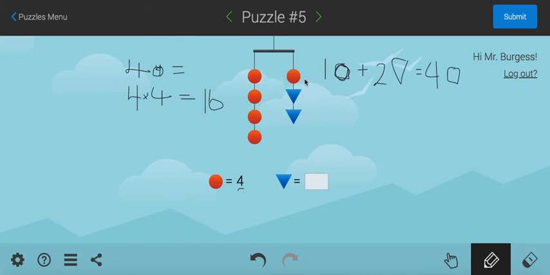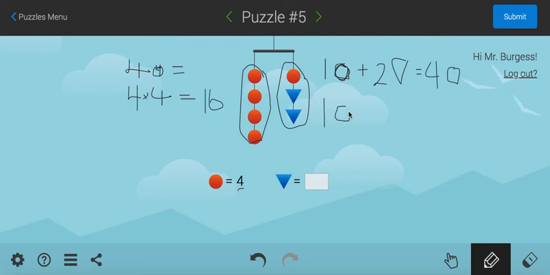So that means this side of the equation has to weigh the same as this side. Remember, it's a balance. If this side was heavier, it would be sagging down, pulling the balance down. If it was lighter, it would be way up in the sky, and this side would be pulling it down. So this side has to equal 16.